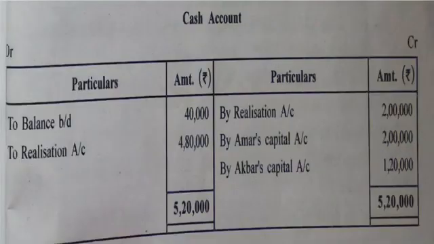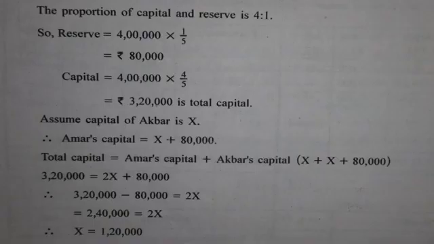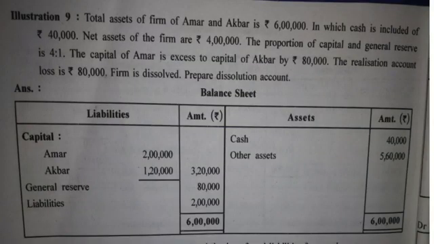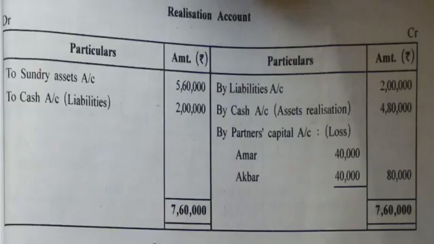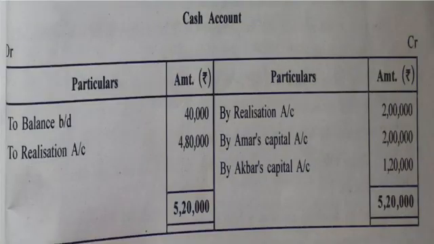So the next account and the last account of this sum is cash account. As per the rules, obviously you will write down to balance brought down 40,000, the opening balance. This is given in the question and we have written it in the balance sheet. Just the way you have written the opening balance of capital, you are supposed to write down the opening balance of cash.